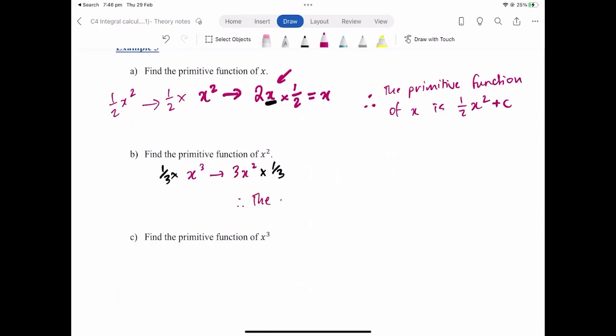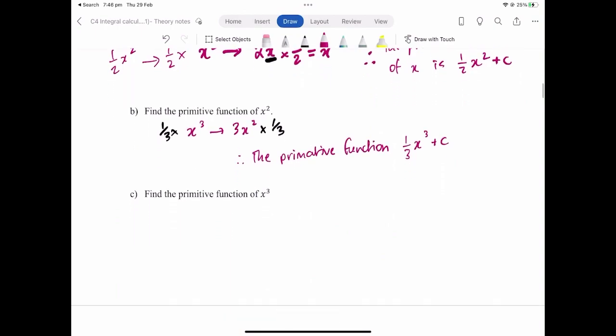That would mean the primitive function of x squared is a third x cubed plus some constant. So, a third x cubed plus c.